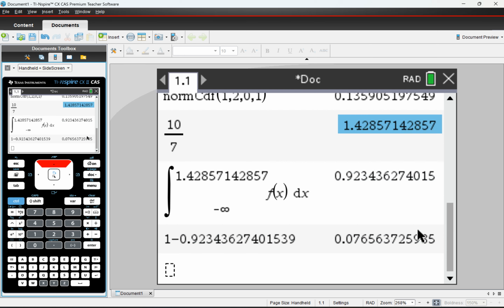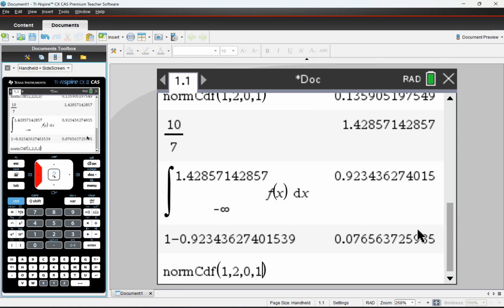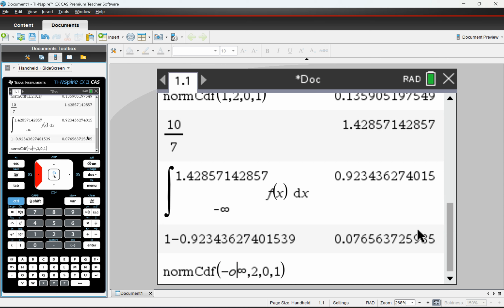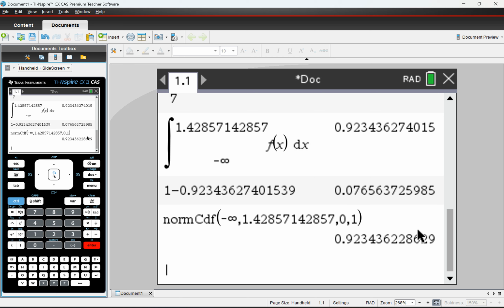So we could have done the same thing with norm CDF, from negative infinity up until 1.42857142857, and I'll get the same thing. See what I mean? So am I making it clear with the instruction about the function and norm CDF? Norm CDF is the function. Yeah.